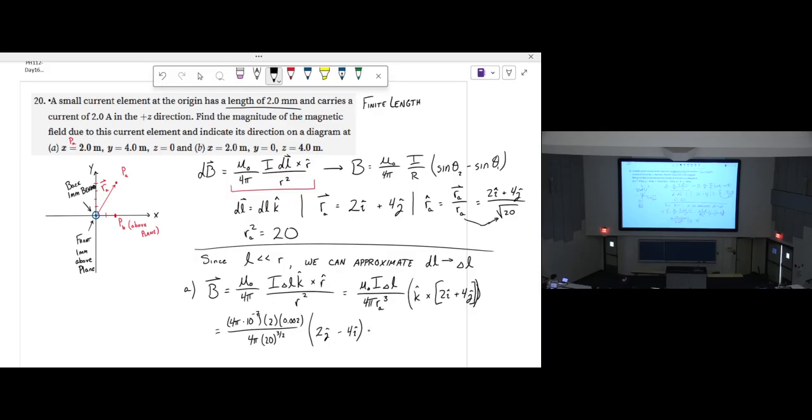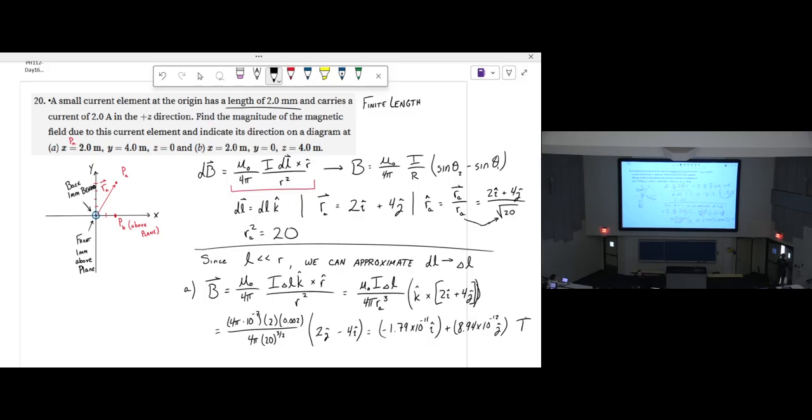If you multiply everything out, this comes out to be minus 1.79 times 10 to the minus 11 Tesla in i hat, plus 8.94 times 10 to the minus 12 j hat, and again, this is all in Tesla. The Earth's magnetic field is on the order of 10 to the minus 5, 10 to the minus 4 Tesla. So this is an incredibly weak magnetic field.